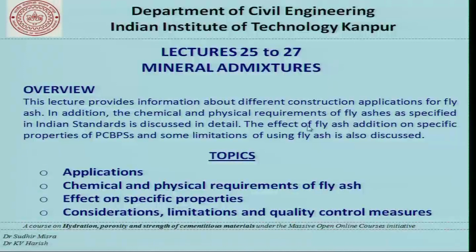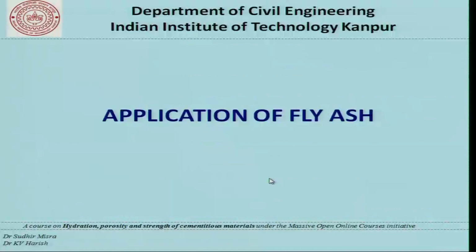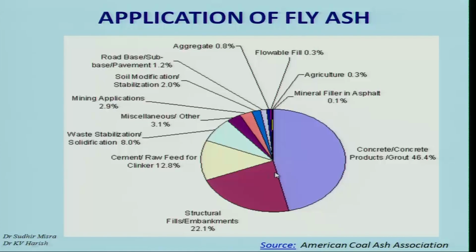The effect of fly ash addition on specific properties actually plays the most important part of this lecture. The effect of addition on specific properties of Portland cement based paste systems, and some of the limitations associated with using fly ash as a pozzolan, are also discussed. So, the specific topics will include applications of fly ash, chemical and physical requirements of fly ash, effect on specific properties of Portland cement based paste systems, and some considerations, limitations and quality control measures while using fly ash. Now, the first is application of fly ash.